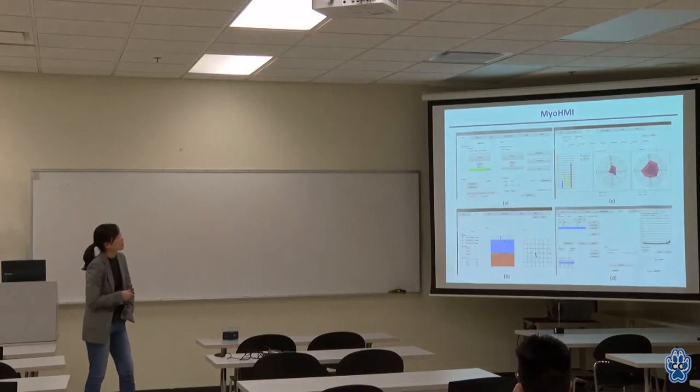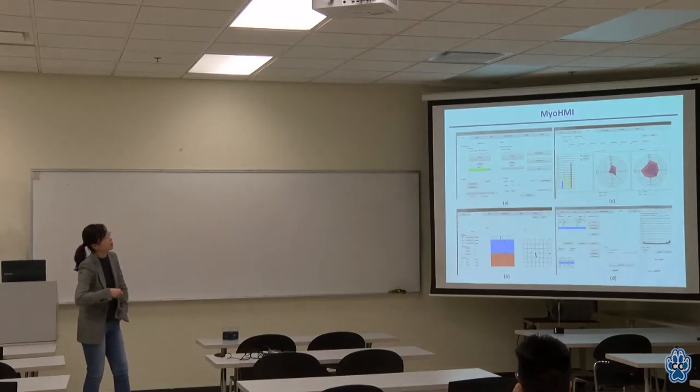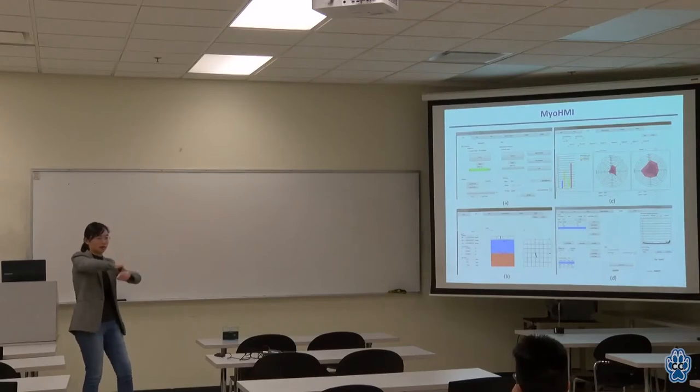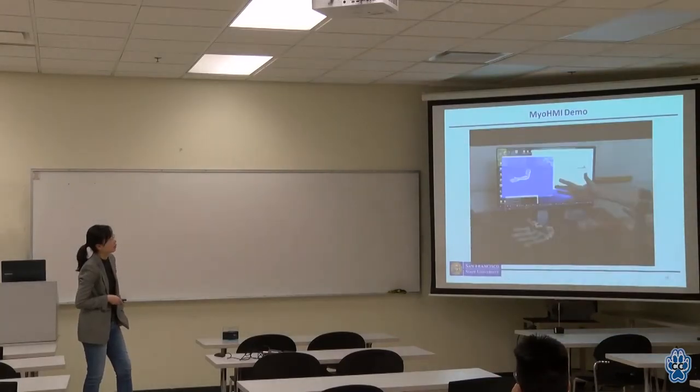This is a screenshot of the GUI of the PC version MyoHMI. We have several different tabs, and it can connect up to two Myo armbands. Then we have the real-time display of all these EMG signals. We have this pie chart to show the magnitude of the EMG signals, because this is a round armband. This is showing the IMU data, and this is the pattern classification part. The next slide is a video that shows a demonstration of this MyoHMI platform.